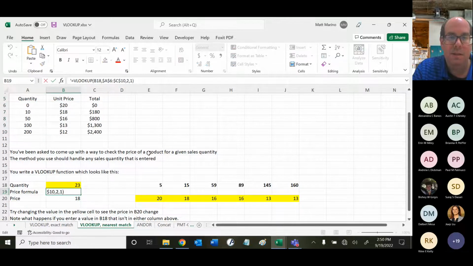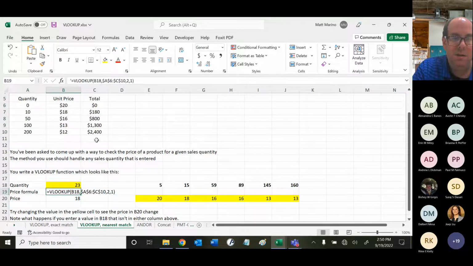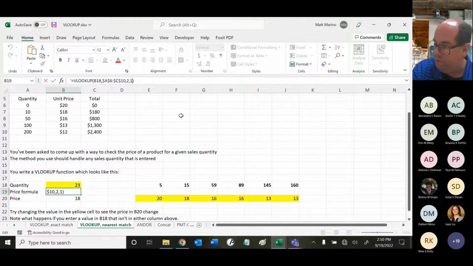Then the third parameter is the number of columns we need for information. So in this example, we're looking for the price based on the quantity we're given. So we only need these two columns. Make sense? We don't care about the total because it's not helping us finding any information. So the third parameter is 2 for the number of columns we need to use. And then the last parameter is our true or false.